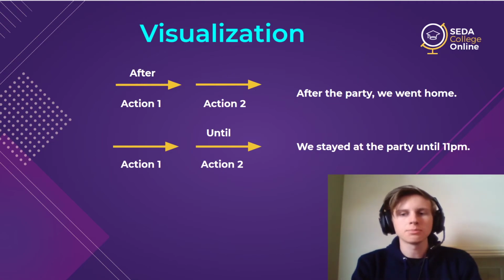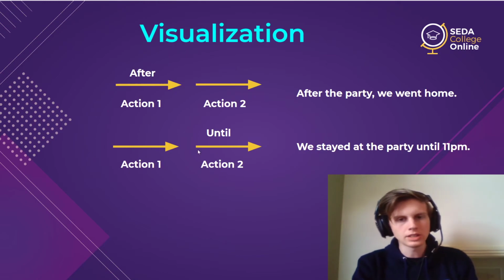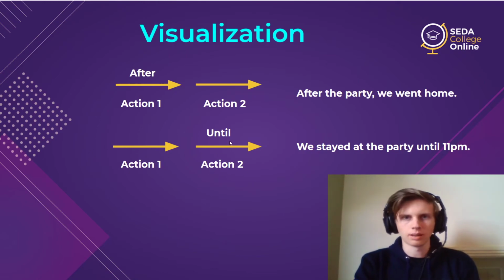So we stayed at the party until 11 p.m. We stayed at the party, and then we stayed all the way until action 2, 11 p.m. And then we changed, then we go home. So action 2 is the difference. We stayed all the way to 11, and then something else happened. So that's how these are opposite. They're showing this different relationship in time.